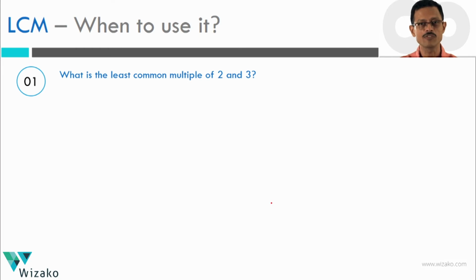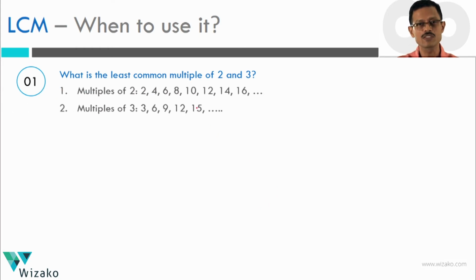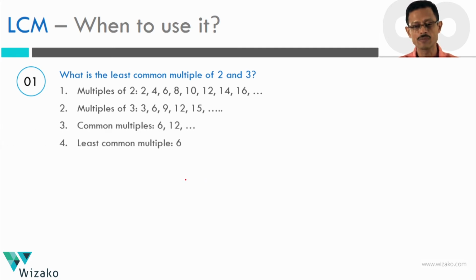Let's find out the LCM of 2 and 3. Start by listing down multiples of 2 and 3. Multiples of 2: 2, 4, 6, 8, and so on. Multiples of 3: 3, 6, 9, 12, and so on. Common multiples are 6, 12, 18, and so on. The least common multiple is 6.